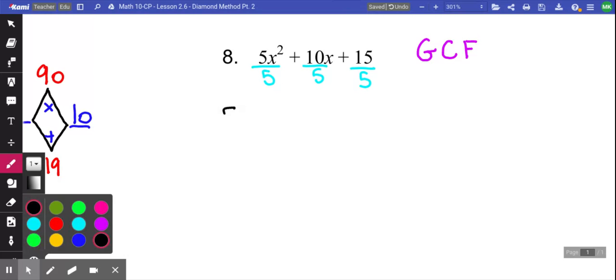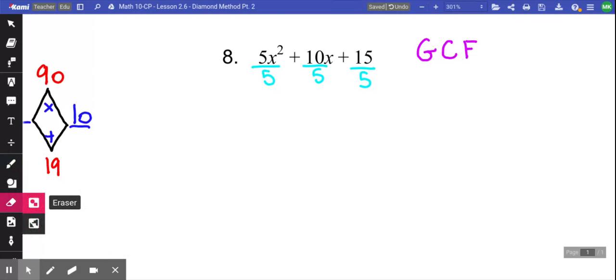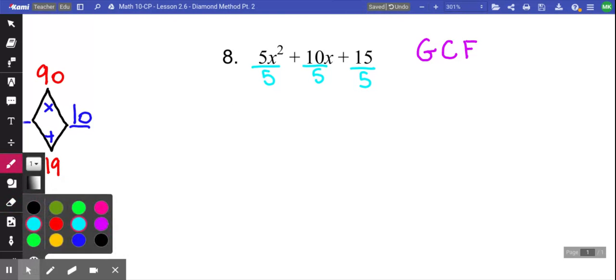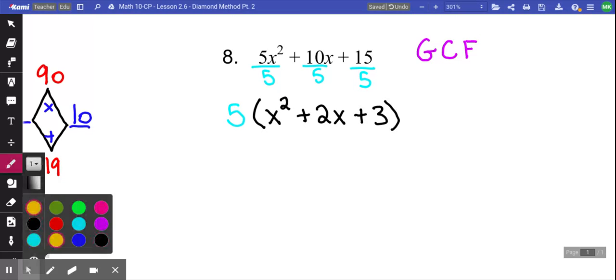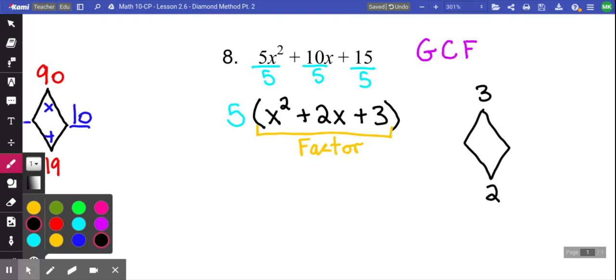That makes this 5 go out front. Actually, I want to do that in blue still. And then I'm left with x squared plus 2x plus 3. And then I can factor my trinomial. When I factor that, I'm looking for numbers that multiply to be 3 and add to be 2.